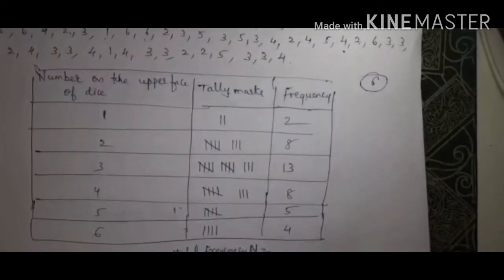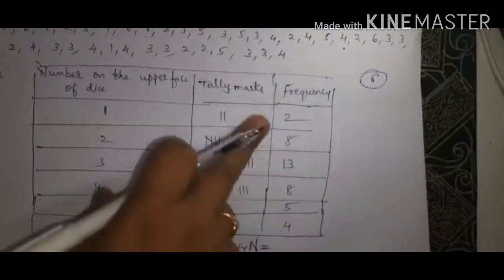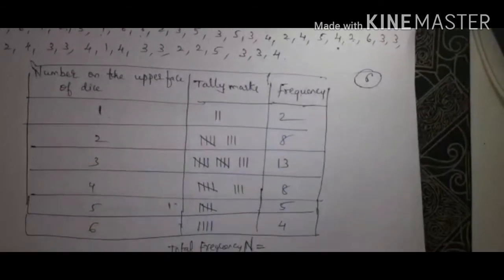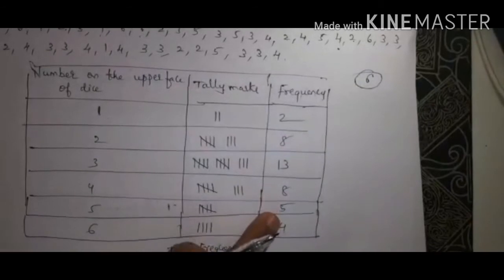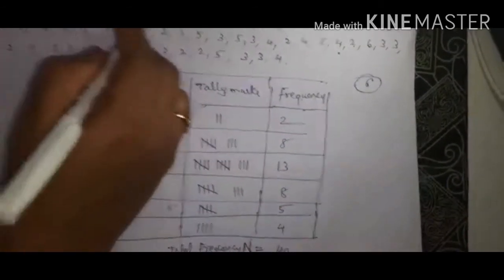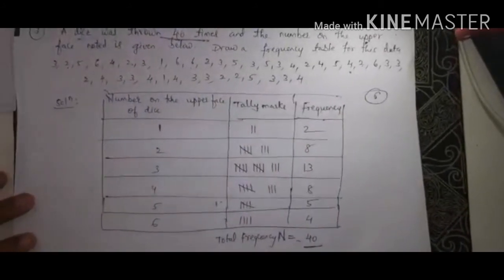Total frequency n is equal to, count this, 8 and 2, 10, 10 and 13, 23, 23 and 8, 31, 31 and 5, 36, 36 and 4, 40. So this is the data of 40 times only. So the answer is coming correct, 40. So let's move to the last sum, the fourth sum.